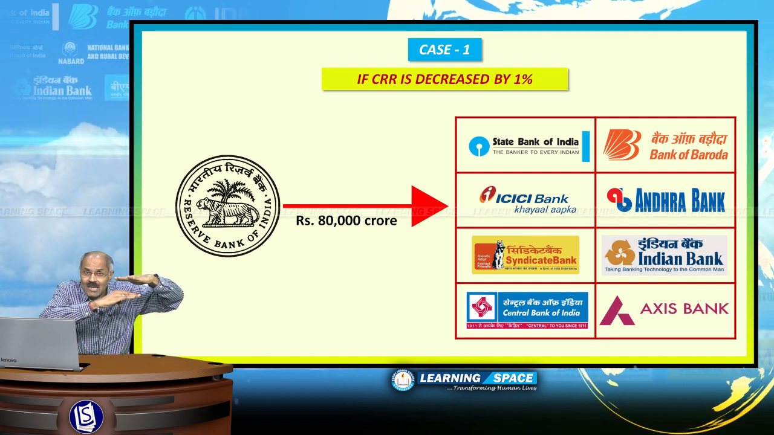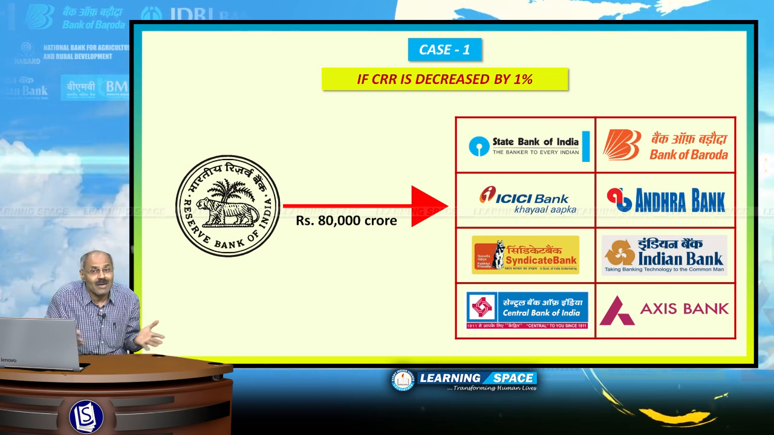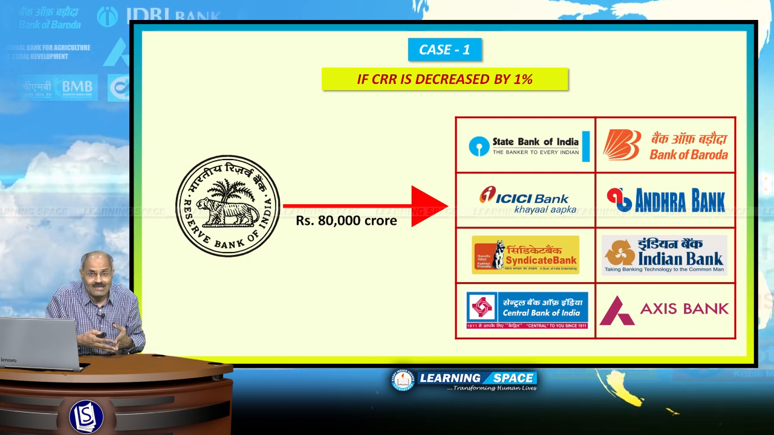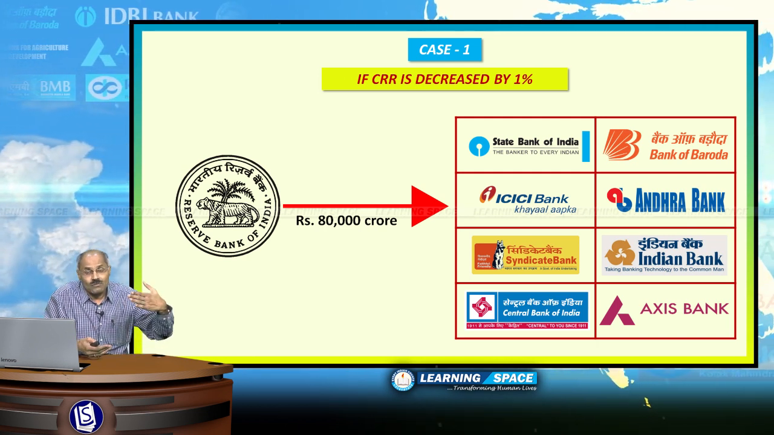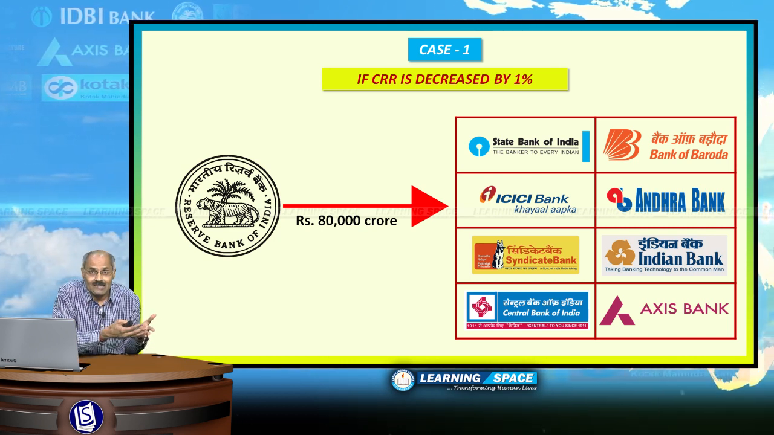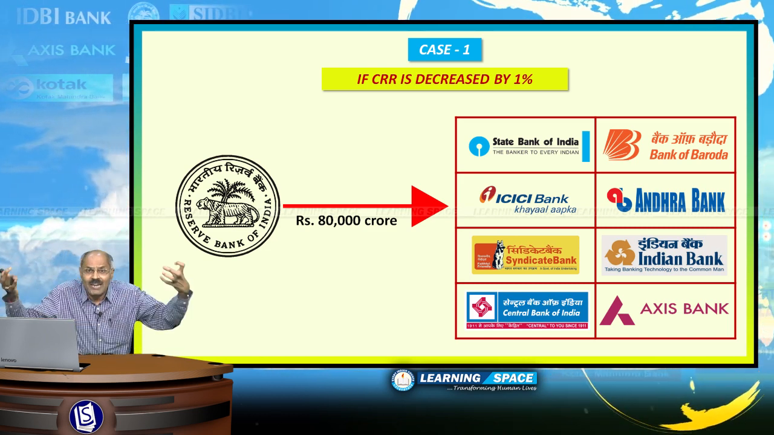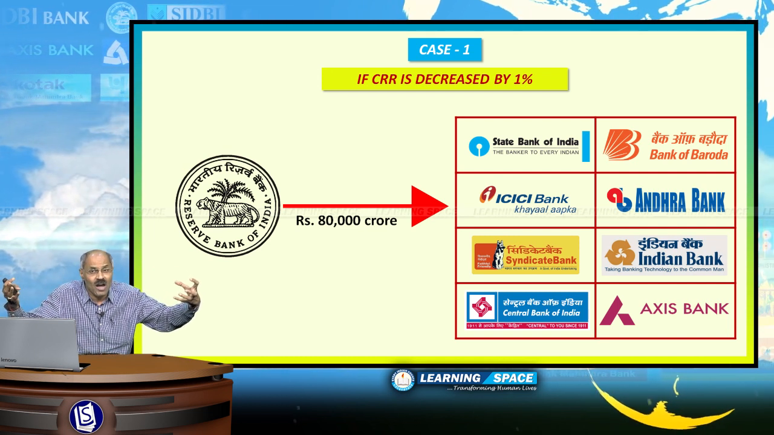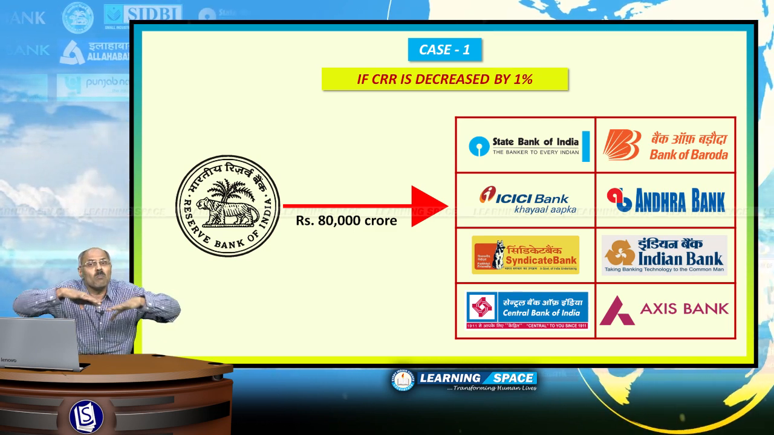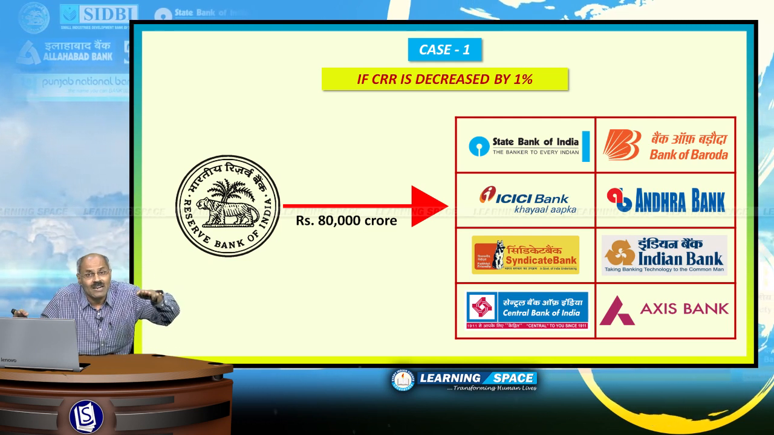If RBI reduces CRR by 1%, what will happen? That means 1% of deposits in the banking system will flow to the market. That means RBI releases around 80,000 crores. Banks will have additional money of 80,000 crores of rupees if RBI reduces cash reserve ratio by 1%. That means more money in circulation, and because of which interest rates will come down.